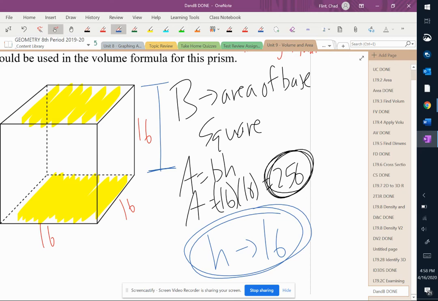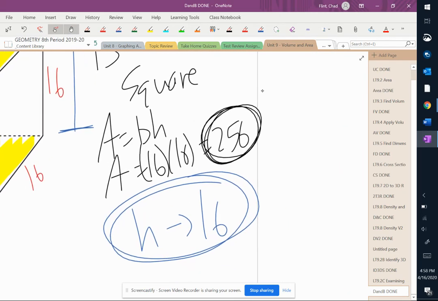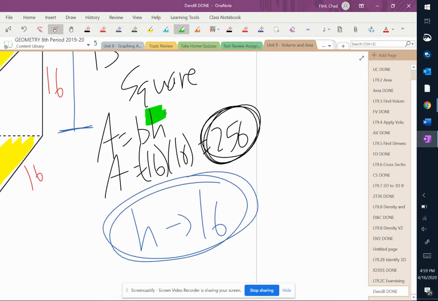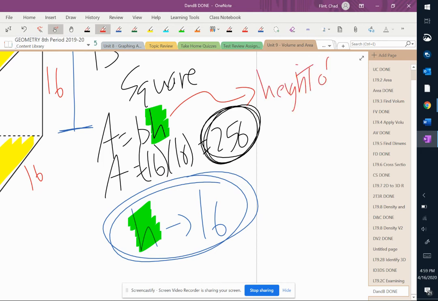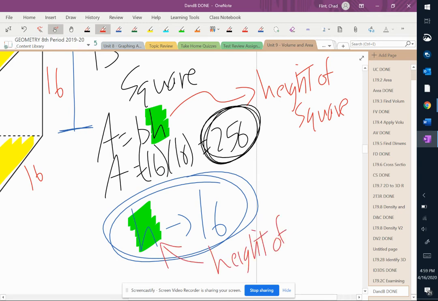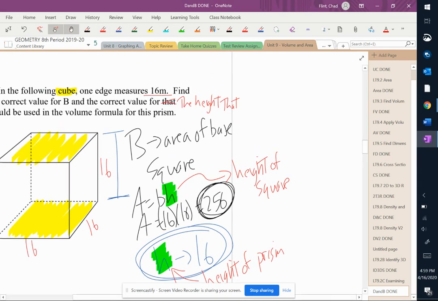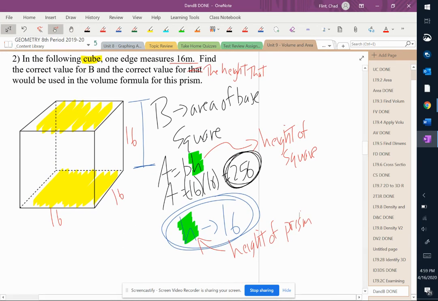Remember, that's the height of the prism or the cube. Because one of the things, and I'll probably forget to talk about this in some of these videos, there's an H there, there's an H there. That could be a problem. This is the height of the square, and this is the height of the prism. It's not common that you'll see the same letter used in two different formulas like that, but it can happen.